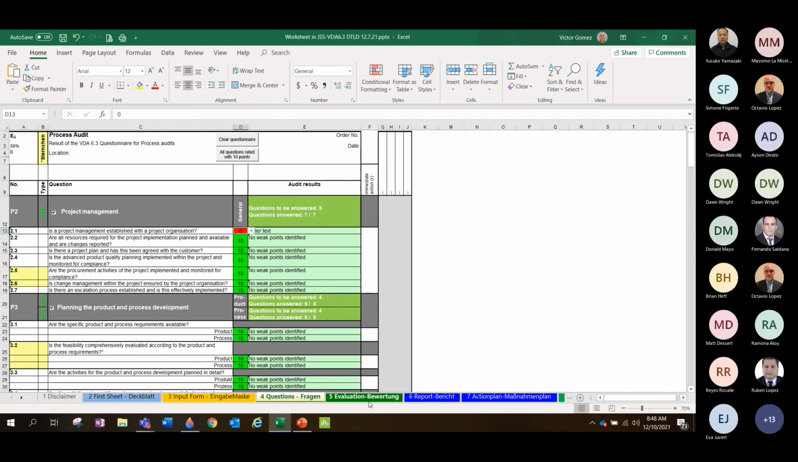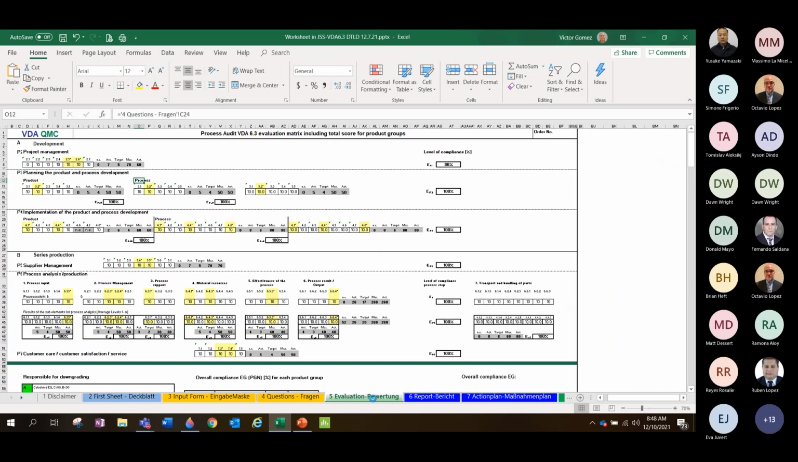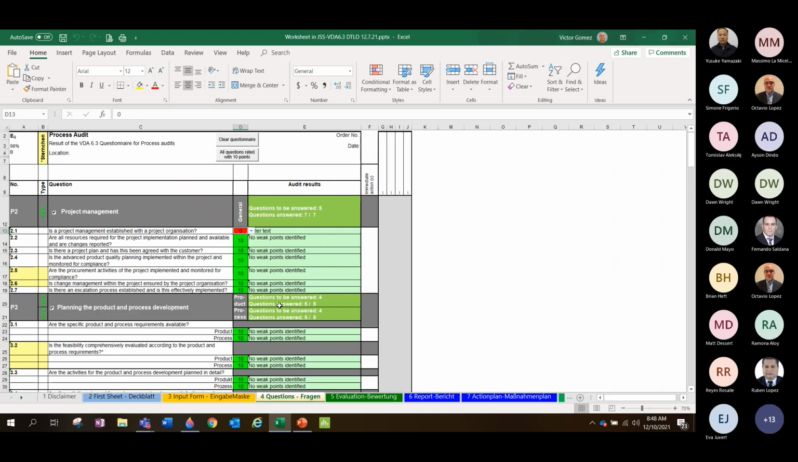Let's put a 0 over here in the evaluation, and it's just going to move to 86% because all the other stuff is 10. So project development is now 86%, and the moment that I come to my questionnaire, this is 86% over the P2. P2 has 7 sub-elements, and you will be scoring accordingly.